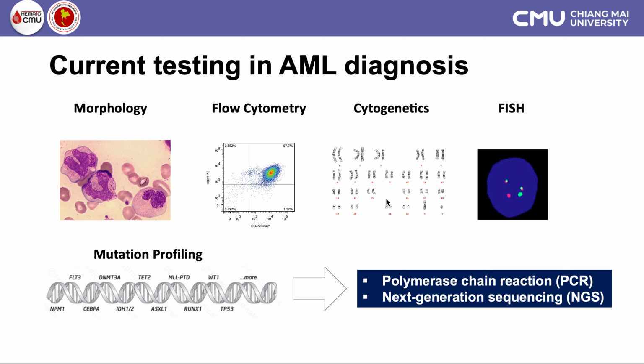For mutational profiling, reverse transcription polymerase chain reaction or RT-PCR is used for the detection of specific genetic mutations in acute leukemia cells. And recently, next-generation sequencing or NGS, a recently developed technique for analyzing the entire genomic landscape or specific parts of the genome, transcriptome, exome, or even epigenome, allowing for the detection of multiple genetic mutations or alterations.